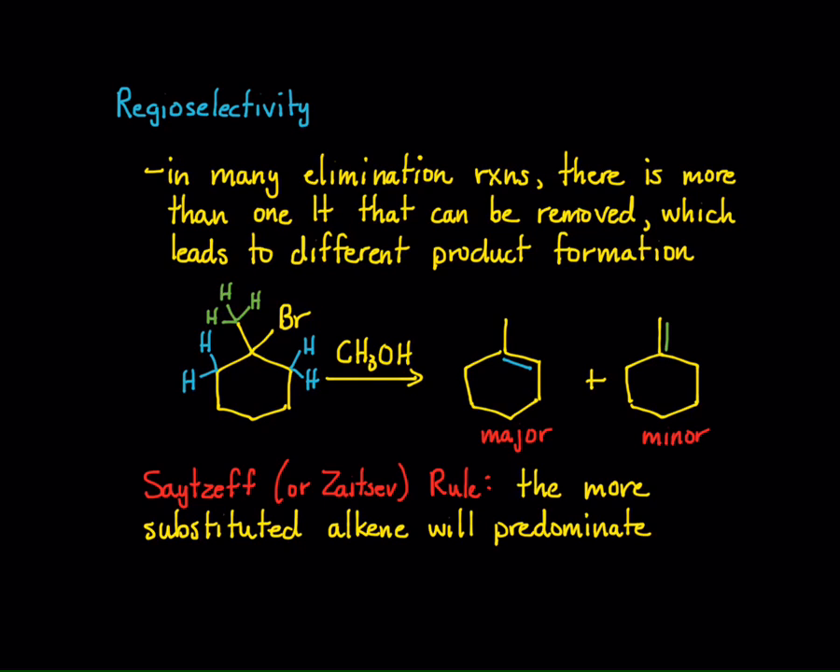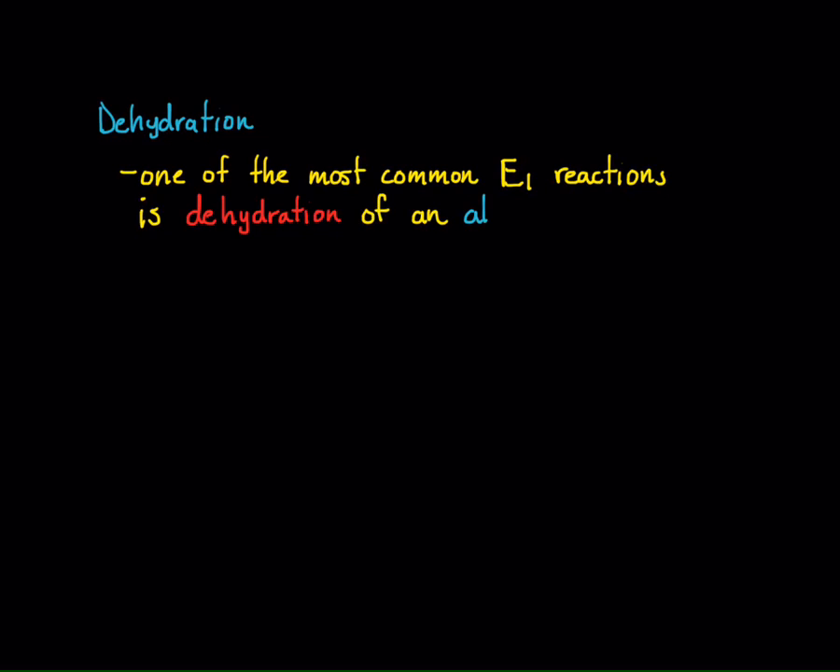Okay? All right, so let's take a look at dehydration. Now, dehydration is one of the most common E1 reactions that we're going to talk about. And it's a little bit different than your typical substitution reaction because it involves an alcohol. Now, remember, we said that alcohols are poor leaving groups, but we also saw how we can promote the loss of that OH by protonating it.